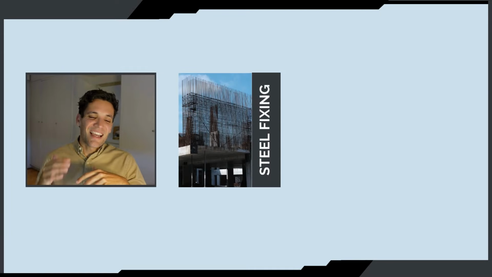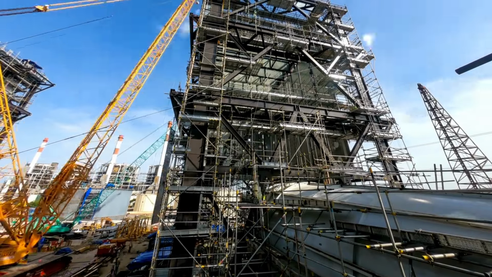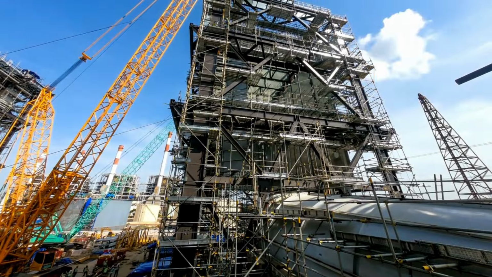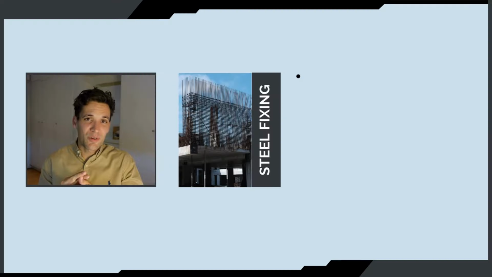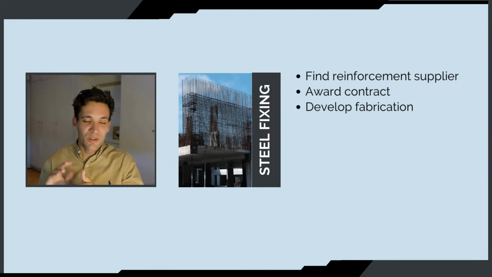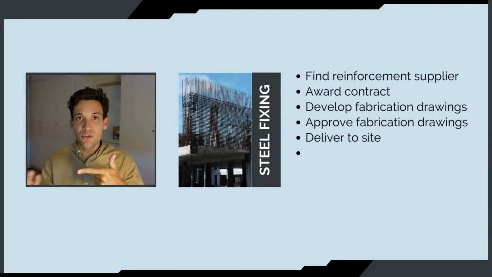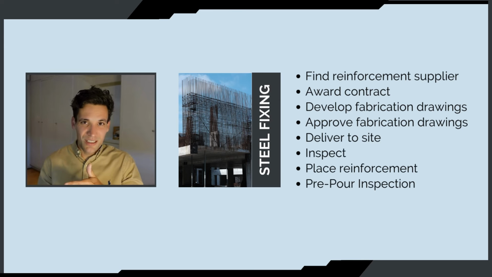We can then take this another step further and look just at steel fixing and think about all the tasks that went into it. To begin with, we'll need to find someone to supply the steel reinforcement. We'll need to get quotes and award a contract. We'll need to develop fabrication drawings, then get these drawings approved to check they're correct before they start making steel. We'll then need to get the steel delivered to site. Before we start placing the reinforcement, someone's going to have to inspect it and check it's okay to use.